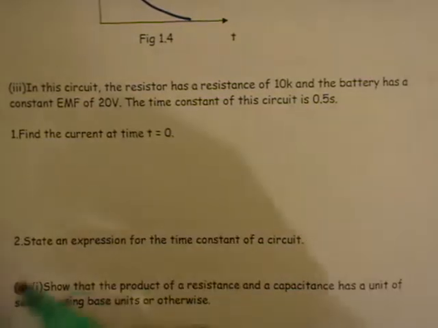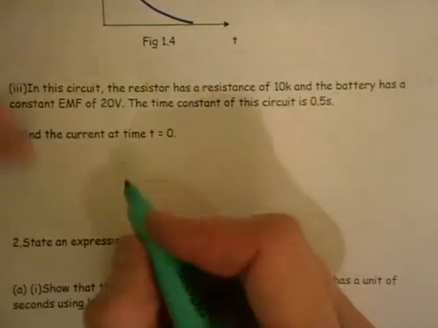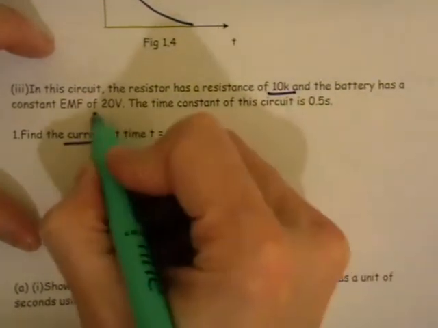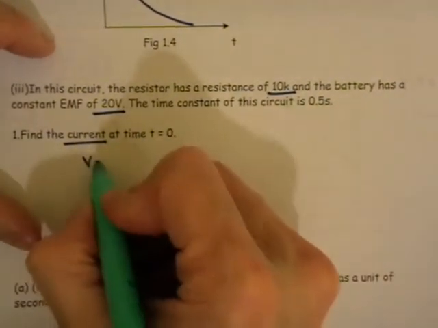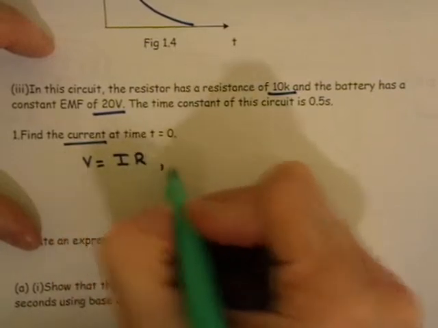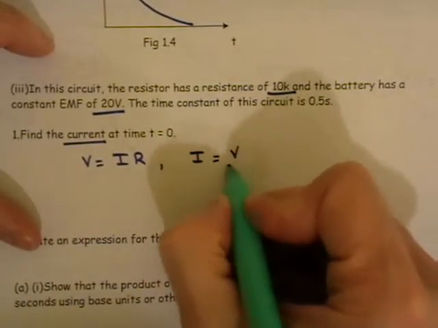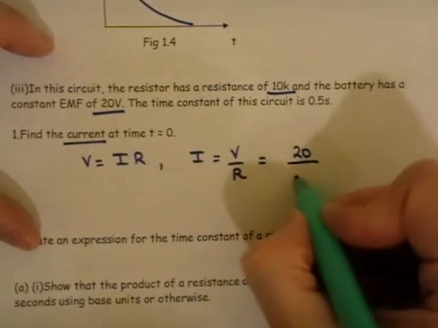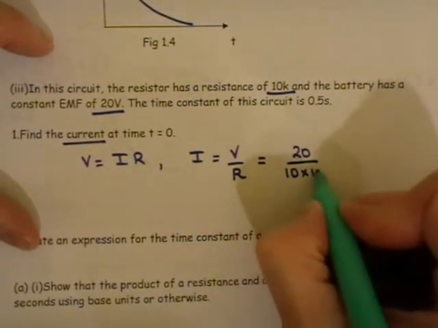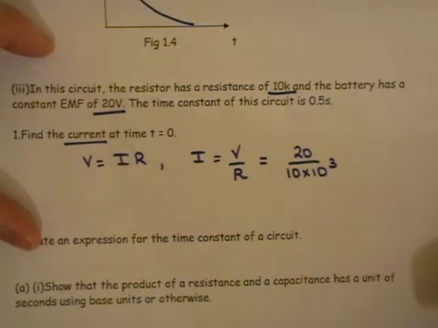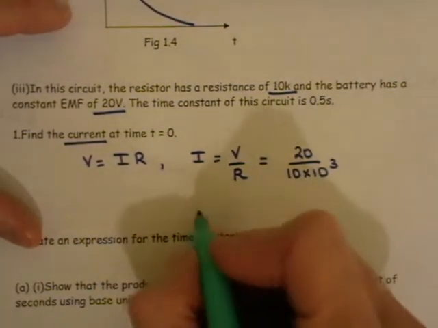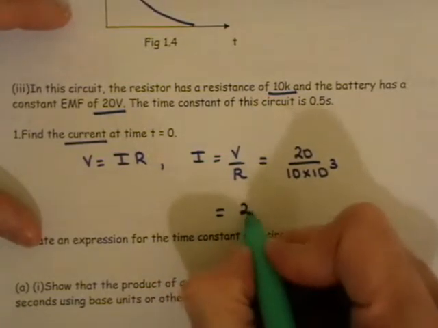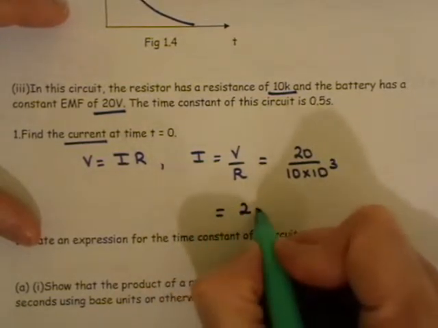So all you have to do then is, if you're looking for current, you're given resistance and you're given the battery voltage. So V is equal to IR. I is equal to V over R, and that's equal to 20 divided by 10k. Now it's 10k, so watch out for that, and that's a very easy place to make a mistake. Be very, very careful about that, and that gives you a total of 2 times 10 to the minus 3, or 2 milliamps.